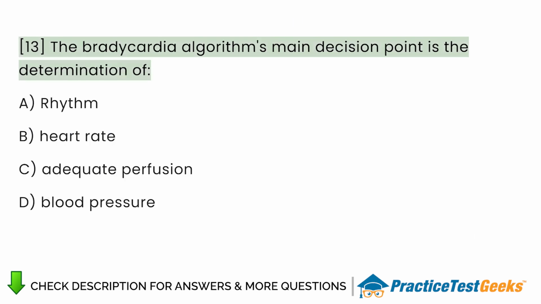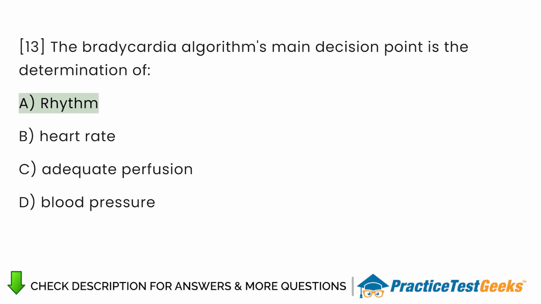The bradycardia algorithm's main decision point is the determination of A. Rhythm, B. Heart rate, C. Adequate perfusion, D. Blood pressure.